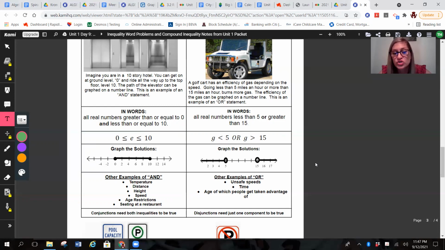And seating at a restaurant. A table at a restaurant can only hold so many people. So a table that has 4 chairs could hold 0, 1, 2, 3, or 4 people. And we could graph that on a number line.